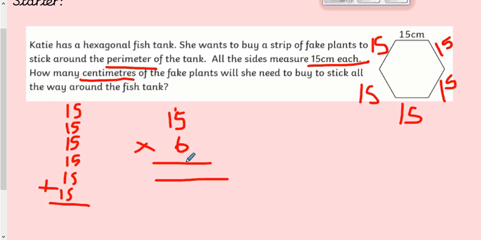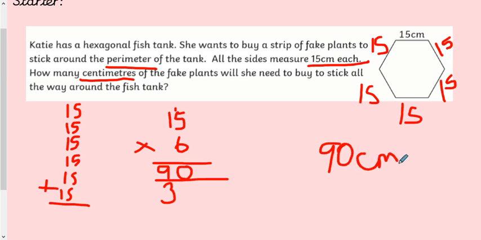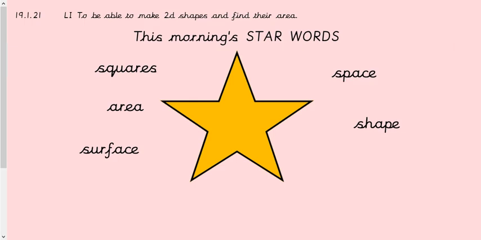So 5 times 6 is 30, so your 0 goes in your ones column, and 3 tens would have to be carried over into your tens. 6 times 1 is 6, add on the 3 would be 9, so it would be 90. And remember, we need to put our centimetres on the end as well. So therefore the answer is 90 centimetres. Hopefully you got that correct. Let's move on to today's learning.